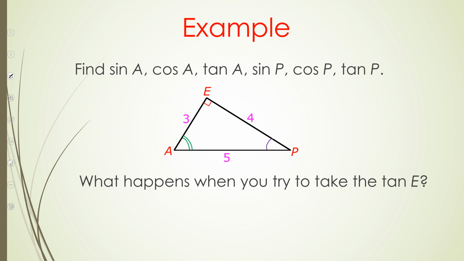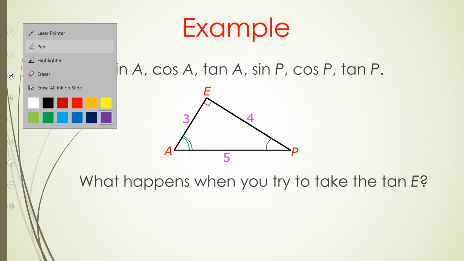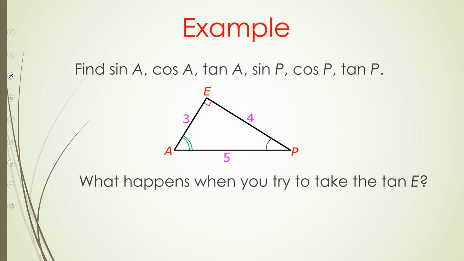All right, Ben, you're up. Do you want angle A or angle P? Angle A. Okay, let me switch to green. What's the sine of angle A, Ben? 4 over 5. The cosine of A? 3 over 5. The tangent of A? 4 over 3. Do you all agree with him? Yes. Any problems? Perfect.